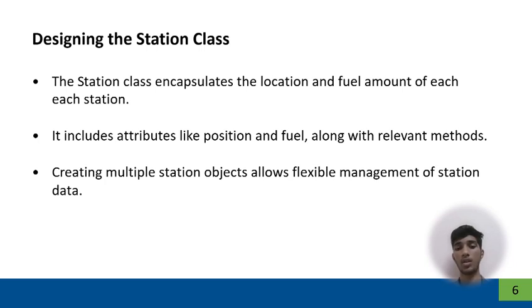Designing the station class. The station class encapsulates the location and fuel amount of each station. It includes attributes like position and fuel along with relevant methods. Creating multiple station objects allows flexible management of station data. The station class contains two important attributes: position, the distance from the start; and fuel, which is the amount of fuel available at the station. Each station object neatly encapsulates the station data. Using multiple station objects helps us easily pass, store, and process fuel station information.